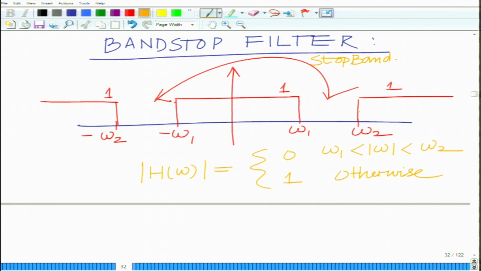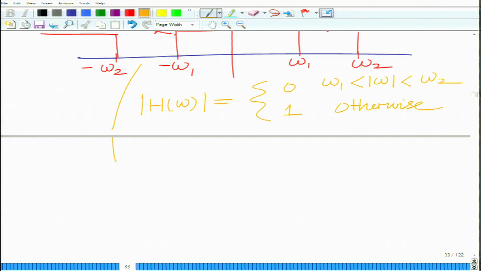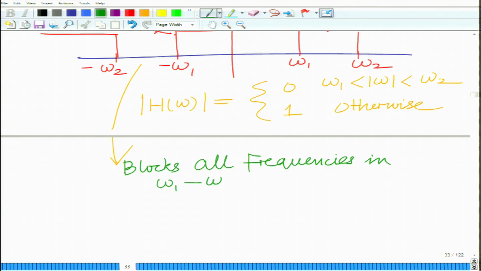So, this basically blocks all frequencies that belong to the band omega 1 to omega 2 or minus omega 2 to minus omega 1. Okay. So, it blocks all the frequencies in these bands.